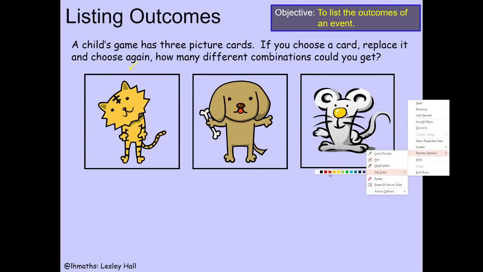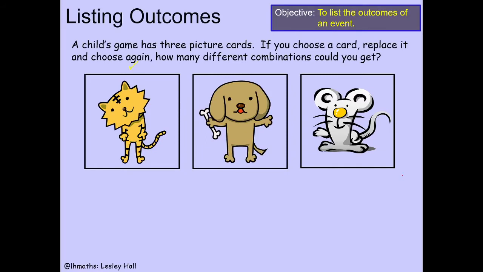So we have here three picture cards. We have the cat card, the dog card, and the mouse card. So here's a couple to start with.